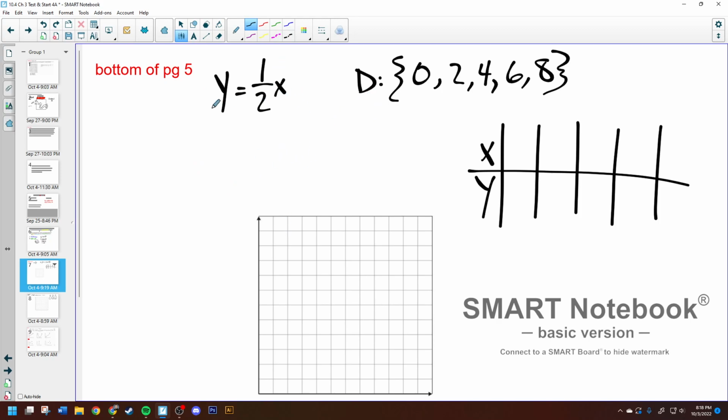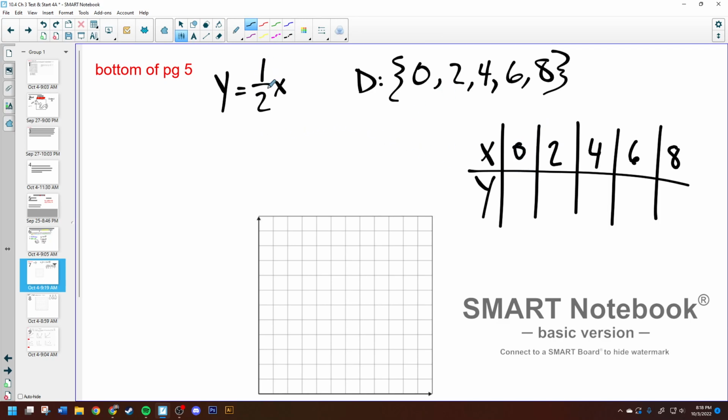So anyway, it says it has a domain of 0, 2, 4, 6, 8, okay? So that means our x value is only going to be 0, 2, 4, 6, and 8. We do not care about any other x values, right? We could not plug in 1 because it's not given in the domain. So this is what we call a restricted domain. All right, so we're going to go ahead and plug these values in.